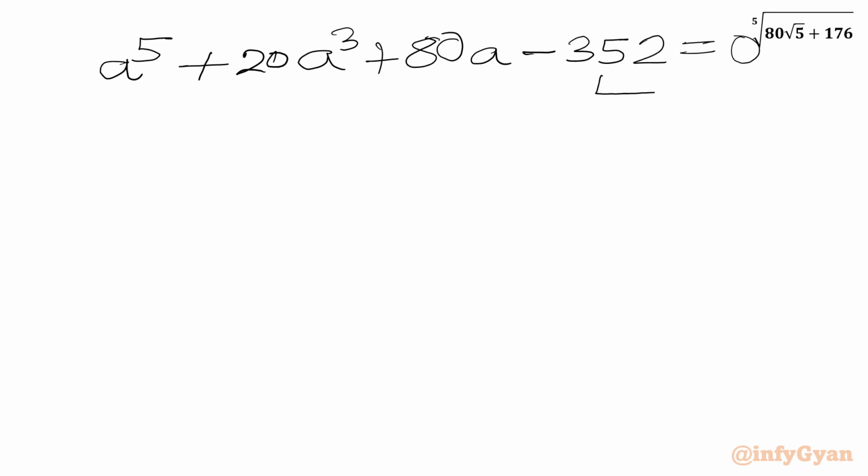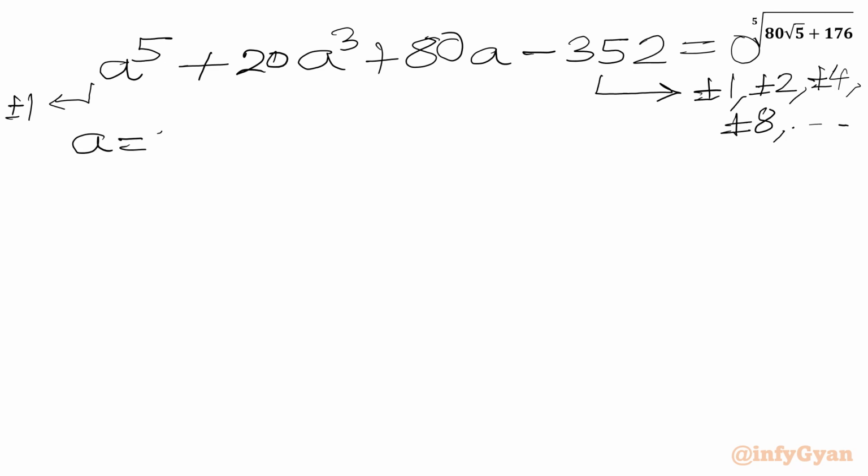So let us find the eligible factors of 352. I can write plus minus 1, plus minus 2, plus minus 4, plus minus 8, and so on. The leading coefficient is 1, so I can write here plus minus 1 only. Now we have to consider the ratio of constant to leading term coefficient. If I plug in a equal to 1, will it satisfy? 1 plus 20 plus 80 minus 352. No, it won't.